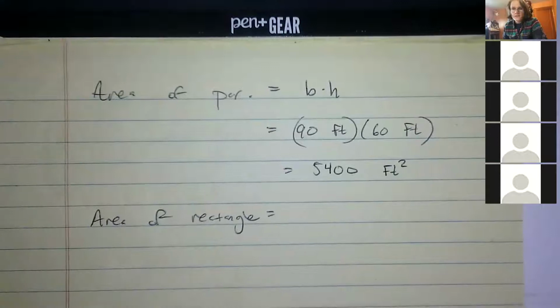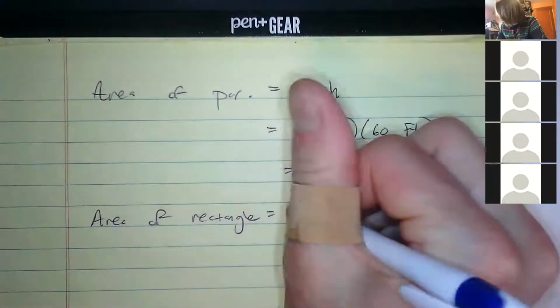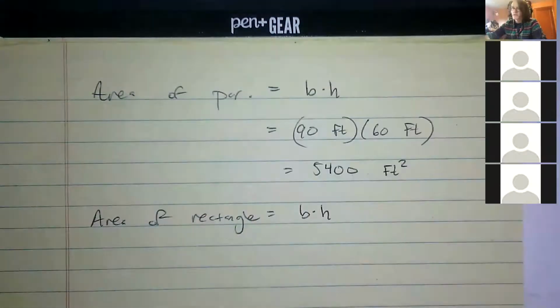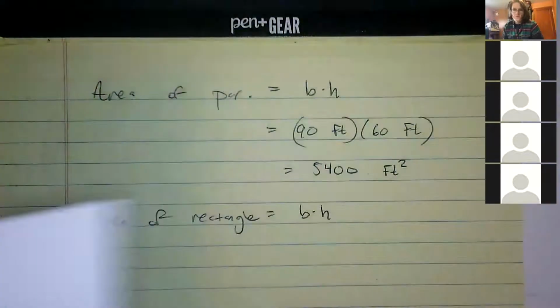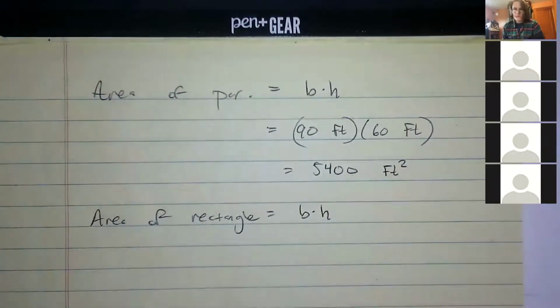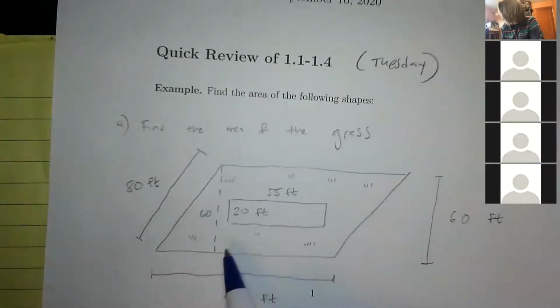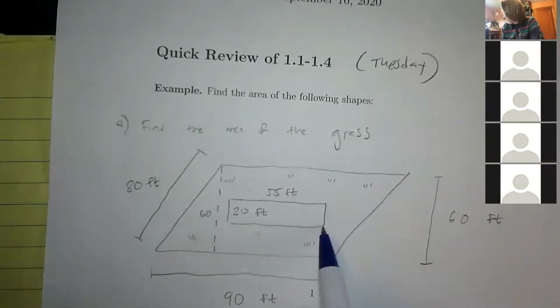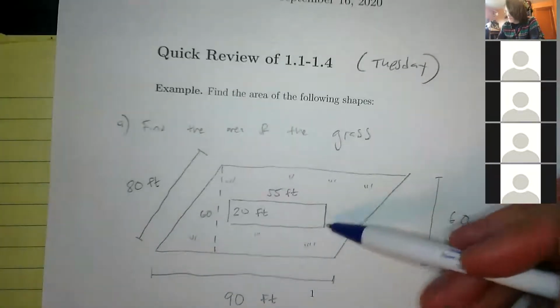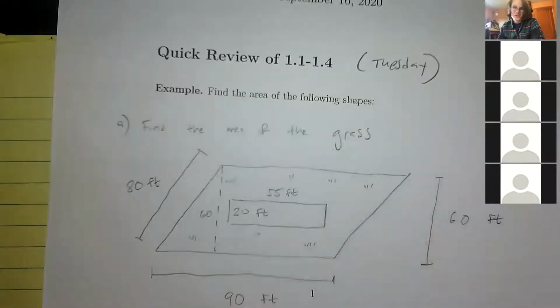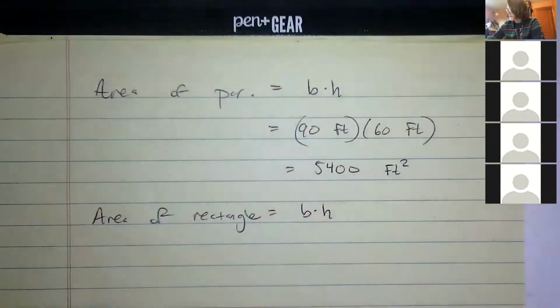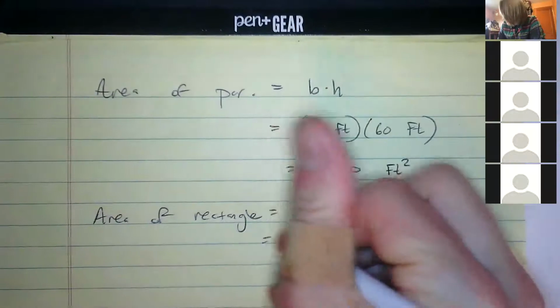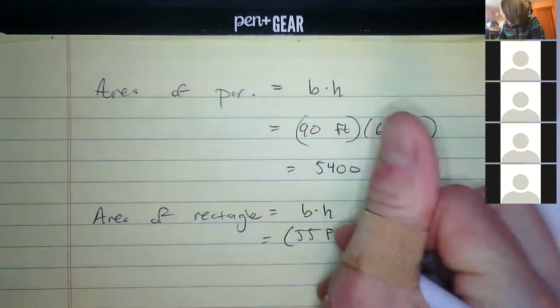And the area of the rectangle, oddly enough, is just base times height as well, recalling from last class. You can also think of it as length times width if you're more familiar with that notation. Same thing. And so here, my base is going to be 55. It's going to be this length. And my height is going to be just the height of your rectangle, 20. So it's 55 times 20. 55 feet times 20 feet.